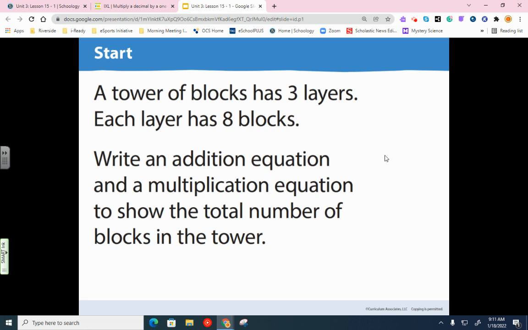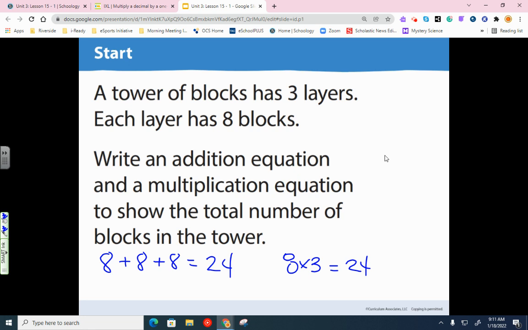So on the left here, let's do addition. So we have 3 layers and 8 blocks. So we have 8 plus 8 plus 8, and we know that's 24. We speed up when we are multiplying by bigger numbers and more numbers. We can speed everything up by doing multiplication, and that would be 8 times 3, and that gives you 24.